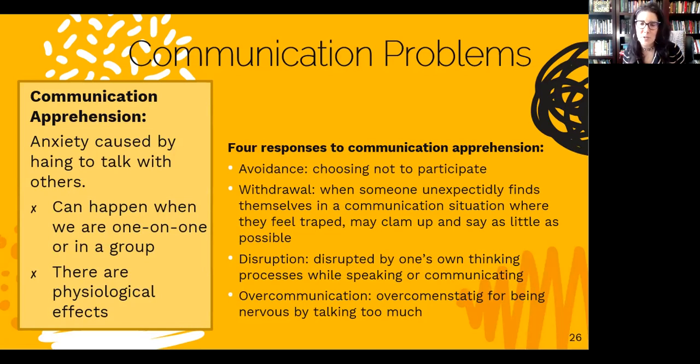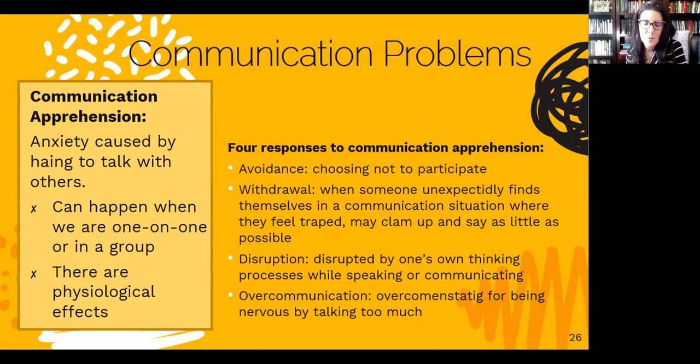Four responses to communication apprehension. The first would be avoidance. So when we feel that apprehension or that anxiety, we may avoid, choosing not to participate. Avoidance would be a maladaptive strategy, because while we avoid getting anxious because we don't have to go into the social situation, we're not doing anything to solve the problem. So as soon as we go into a social situation again, it's going to be there front and center. So that would be called maladaptive.